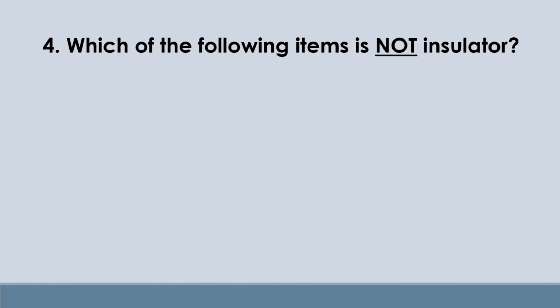For question number 4, which of the following items is not an insulator? Again, which of the following items is not an insulator? If you can still remember, an insulator is a substance or a device which does not readily conduct electricity. Meaning, if you have this item, the electricity will not flow. So which is not an insulator?